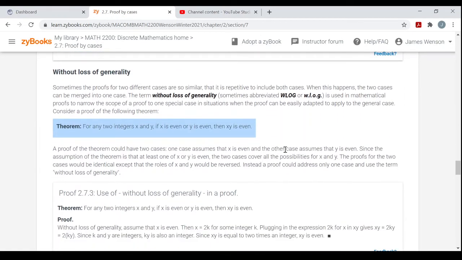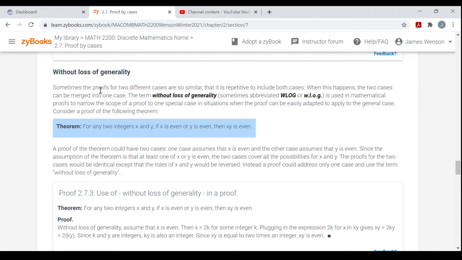All right, then the final part of this section is on the phrase without loss of generality. And you'll see this written quite often in proofs where there are cases involved. If your proof for one case would look basically exactly the same as another case, but just some variables switched, you can shorten the proof with the phrase without loss of generality. And let me explain that. Let me read through this here for you.